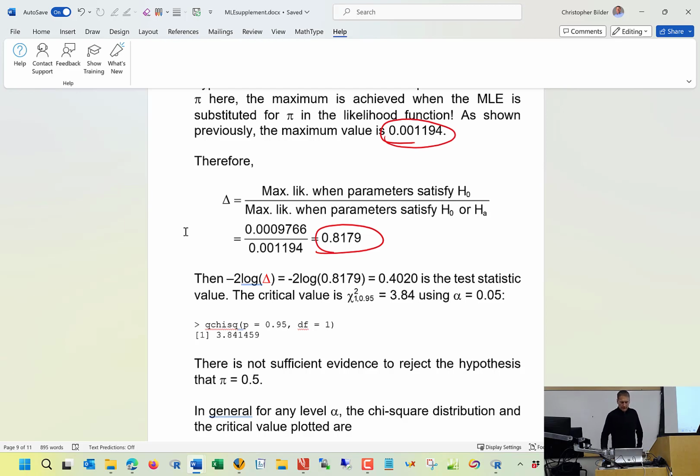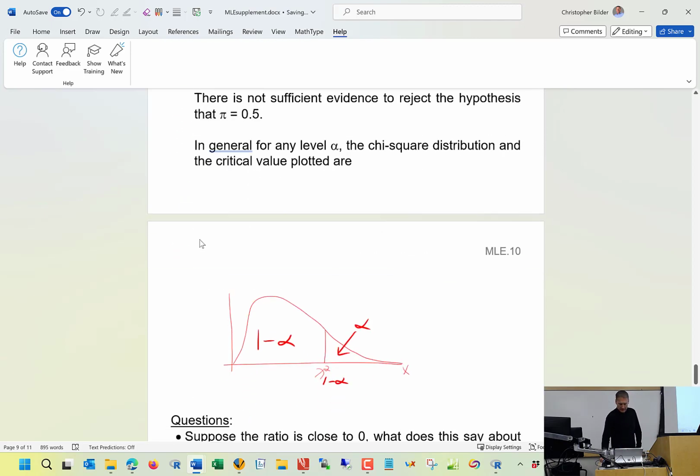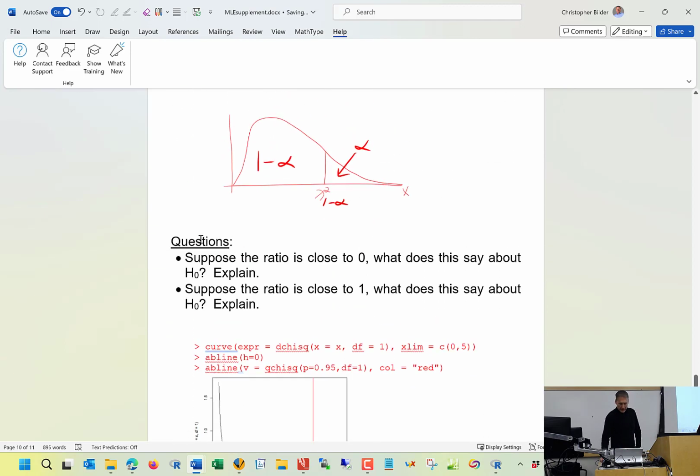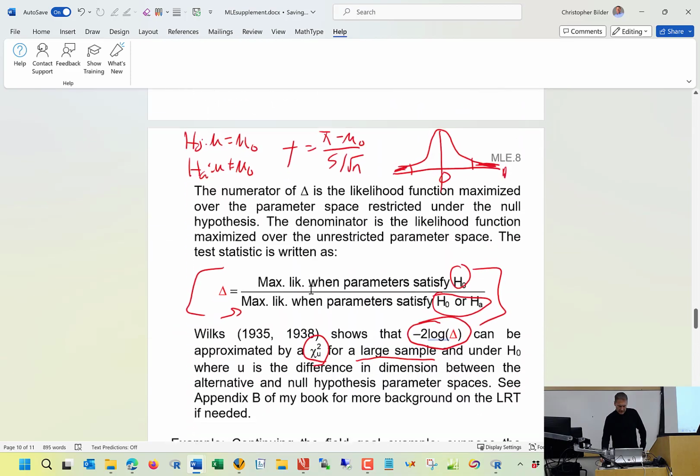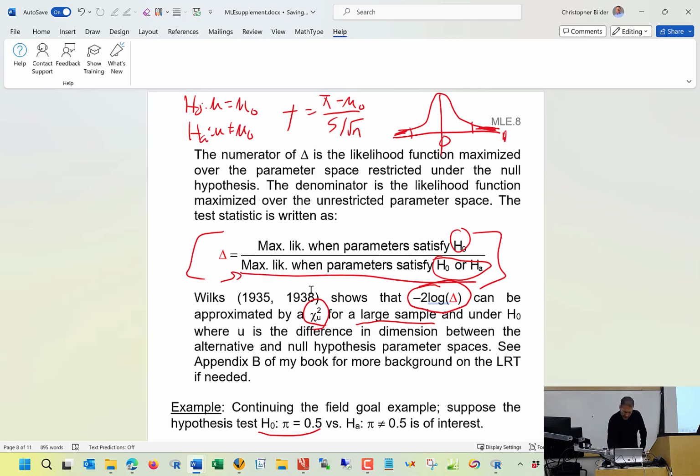Okay. Now, before we do this next stuff, I'm going to jump ahead here. I have 2 questions for you, just in general here, not necessarily for the field goal kicking example. Suppose this ratio here is close to 1. What do you think that says about the null hypothesis?